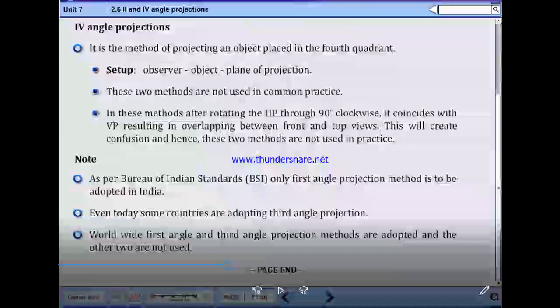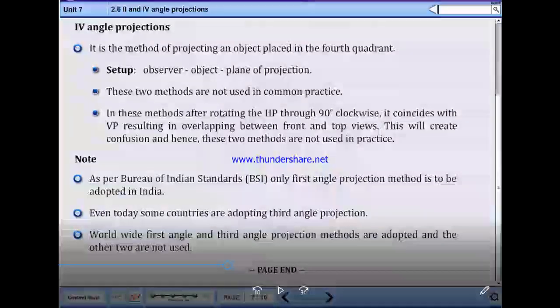Please note down. As per the Bureau of Indian Standards, only first angle projection method is to be adopted in India. Even today, some countries are adopting third angle projections. Worldwide, first angle and third angle projection methods are adopted. The other two are not used.